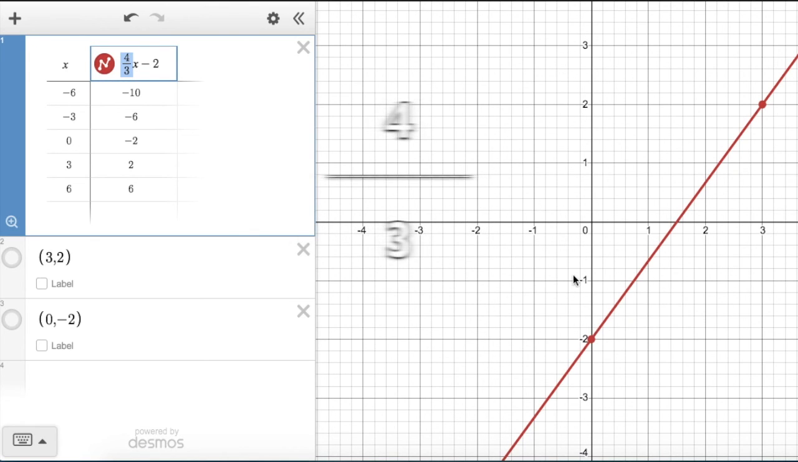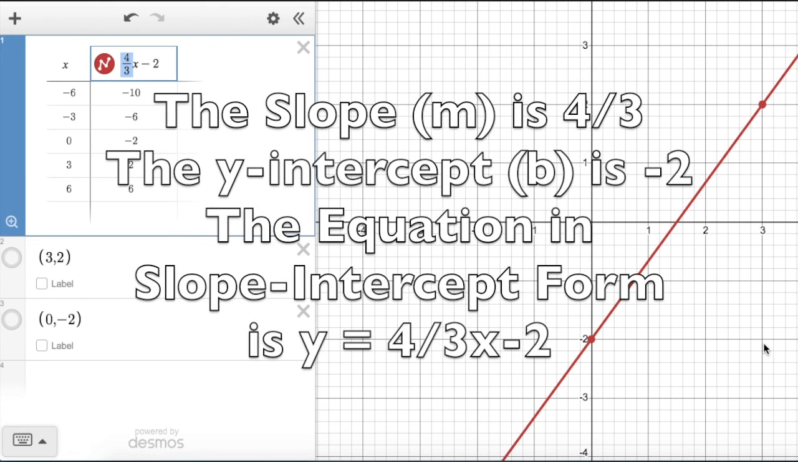So our slope is 4 over 3. It is the same thing as when we were working with the graph. We counted up 4 and then over 3. So our slope is 4 over 3. Just a reminder, the slope m is 4 over 3. Y-intercept b is negative 2.